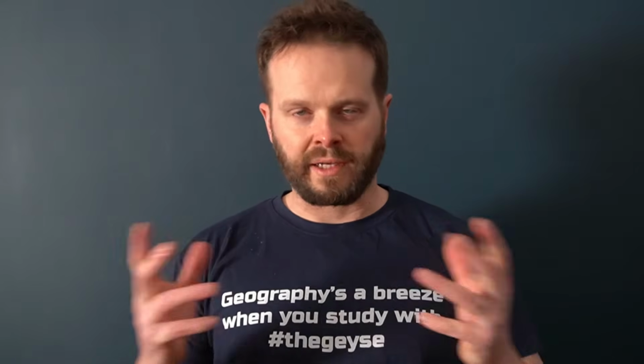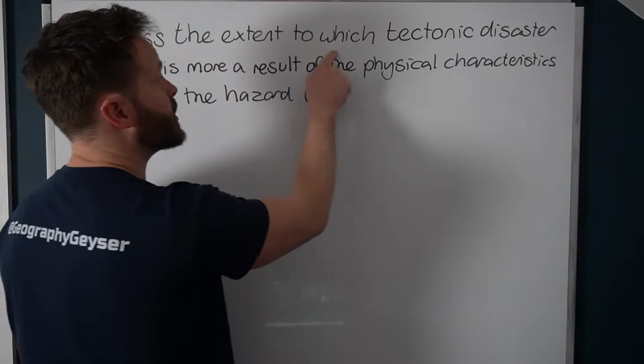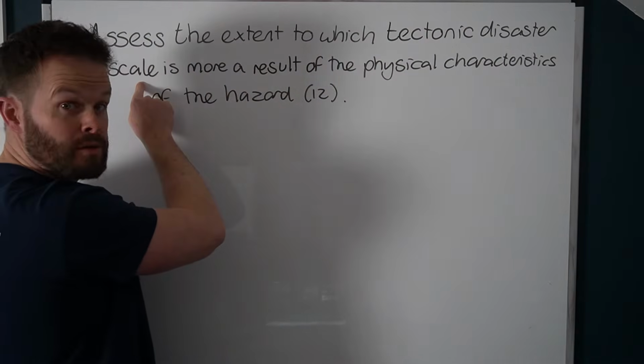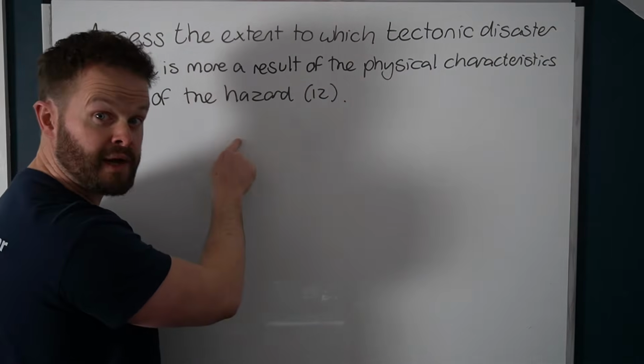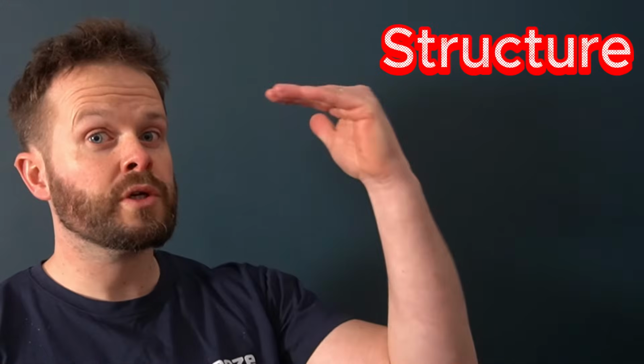Welcome back, geographers. So, imagine you get this essay in your A-Level Geography exam. Assess the extent to which tectonic disaster scale is more a result of the physical characteristics of the hazard. Most students would panic, not because they don't know the case studies, but because they don't know how to structure the argument.